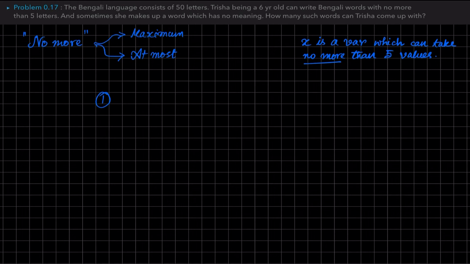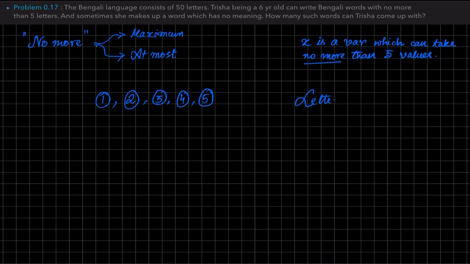Now the main question is how many such words Trisha can come up with. Alright, so let's break it down into a few chunks. Trisha can write a word with 1 letter. Trisha can write a word with 2 letters. Trisha can write a word with 3 letters. Trisha can write a word with 4 letters. Trisha can write a word with 5 letters. Now, for each of the cases, you need to find out how many such words are possible. So let's try to figure out.